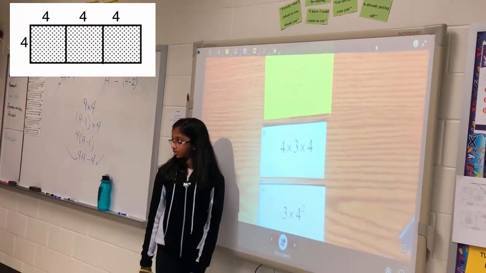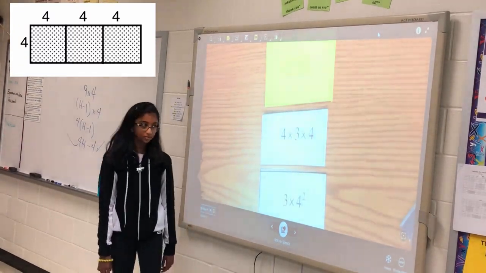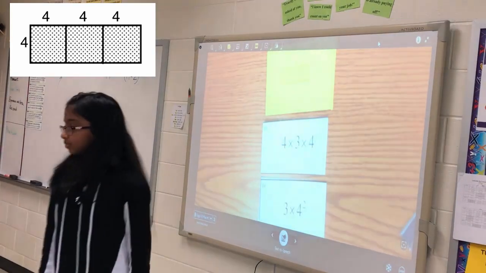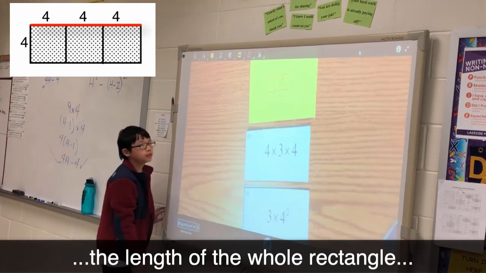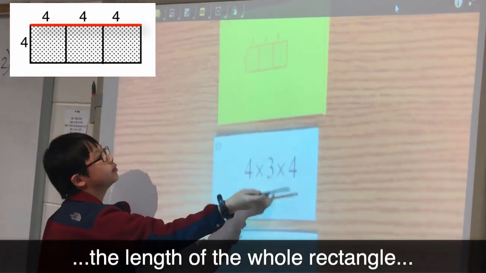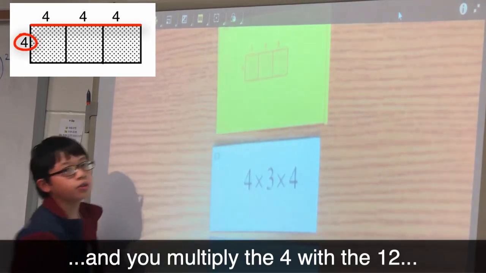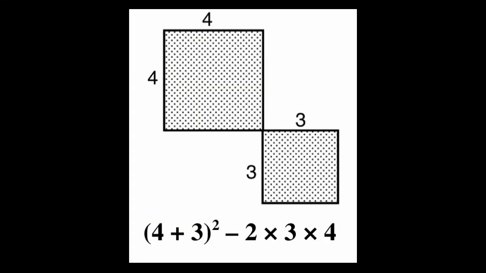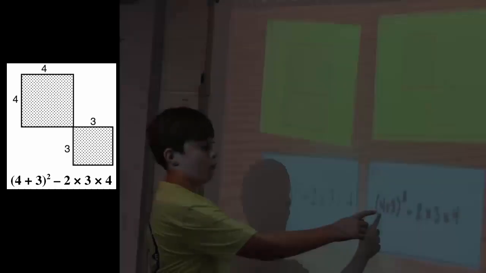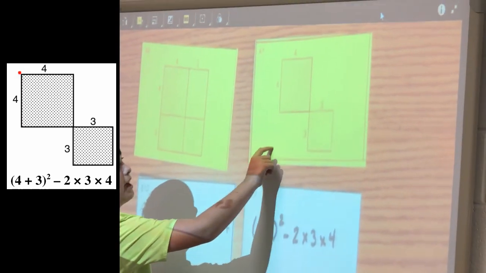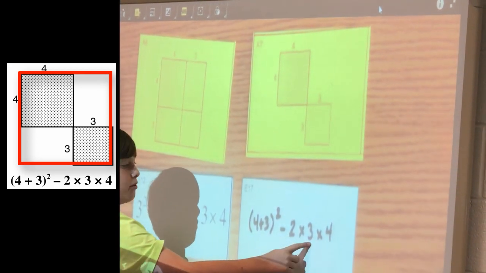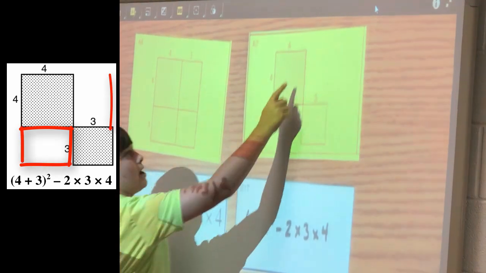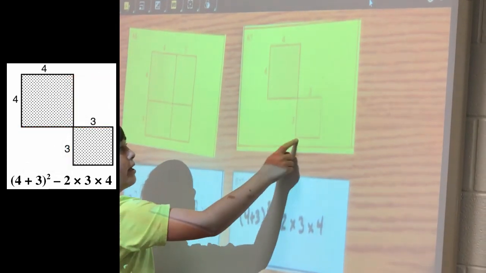Can I get a third student to explain what the 4 times 3 could be in that same expression? Go ahead. The 4 times 3 can also represent the length of the whole rectangle, and you multiply the 4 with the whole total to get the whole total rectangle. To close out this lesson, we attempt to make sense of the most challenging expression of all. Is the 4 plus 3 as if this was an entire square there, 7 by 7, but it's showing that the 2 times 3 times 4 subtracting, that subtracts the area that is there, which gets you your answer.